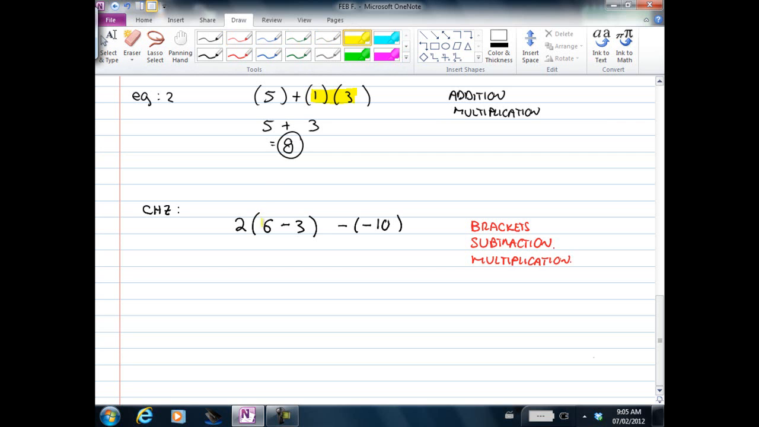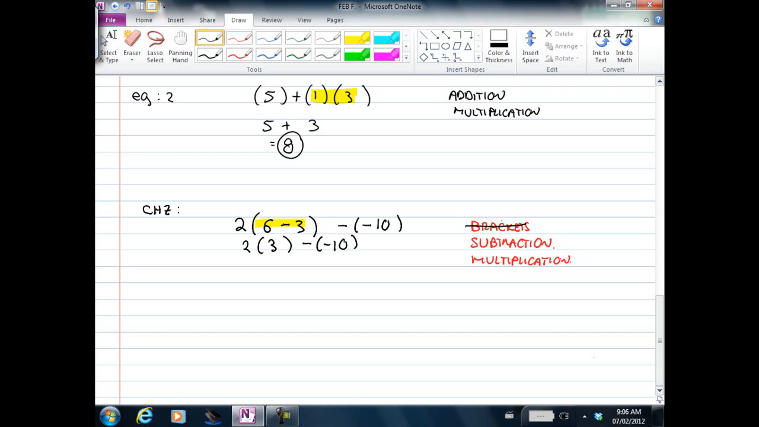The one in brackets. So I'm going to highlight this. I want you to solve what's inside the bracket right now. So this becomes 2 times 3 minus a minus 10. So brackets is done. I cross this out.